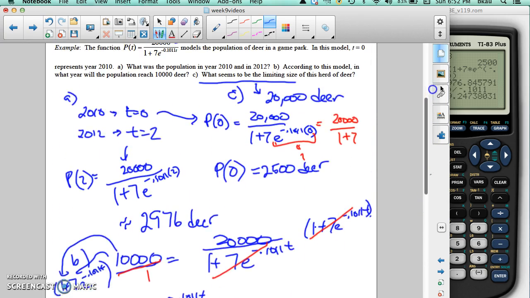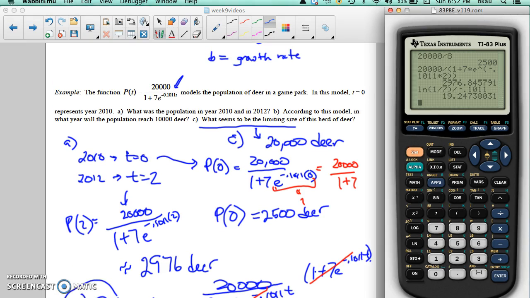Now we could probably solve this quicker or more readily on the calculator if we had the window set right. So we can verify this on the calculator by just taking this and plugging it in and doing our intersection, right? 1 plus 7 e to the power of negative 0.1011 x, parentheses, and we want to know when it's 100,000.